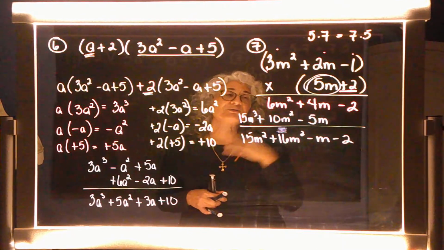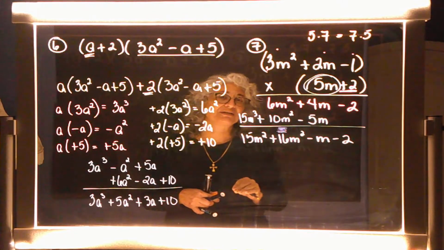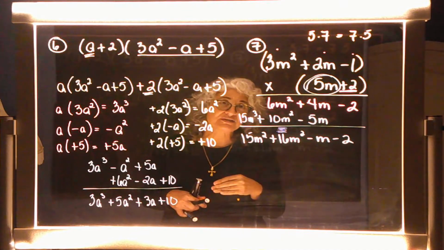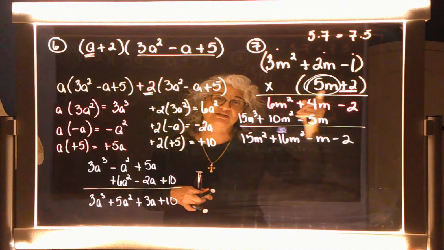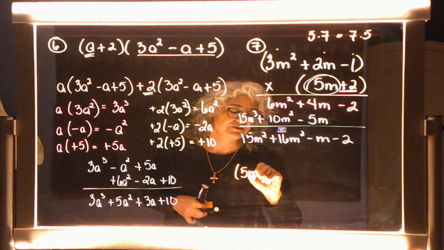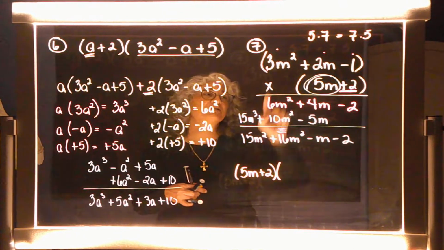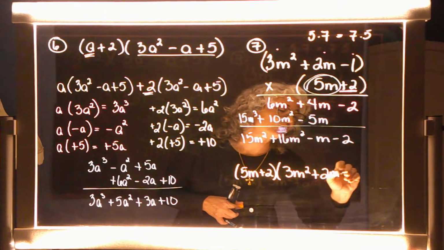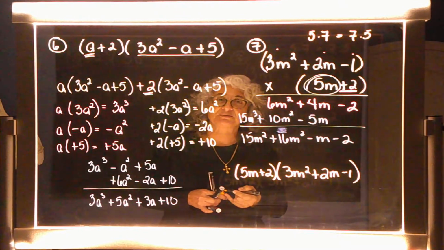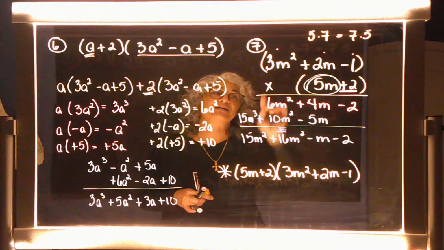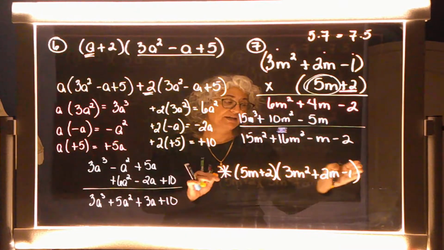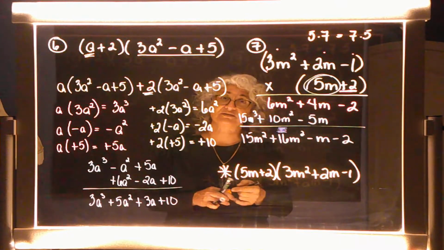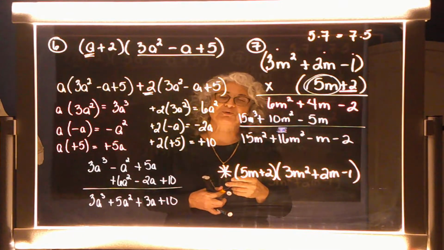Here's what I like to do if I don't like this setup. I like to take the polynomial with the smallest number of terms, which in this case is 5m plus 2, and I'm going to write that first, and then I'll distribute it to the trinomial. So if I don't like the way they gave it to me, I'm just going to rewrite it and do my normal distribution. So this is an alternate way of setting up the original problem. And by the way, this problem looks like number 6, doesn't it? And we know how to tackle number 6, don't we? Make sense? Cool.